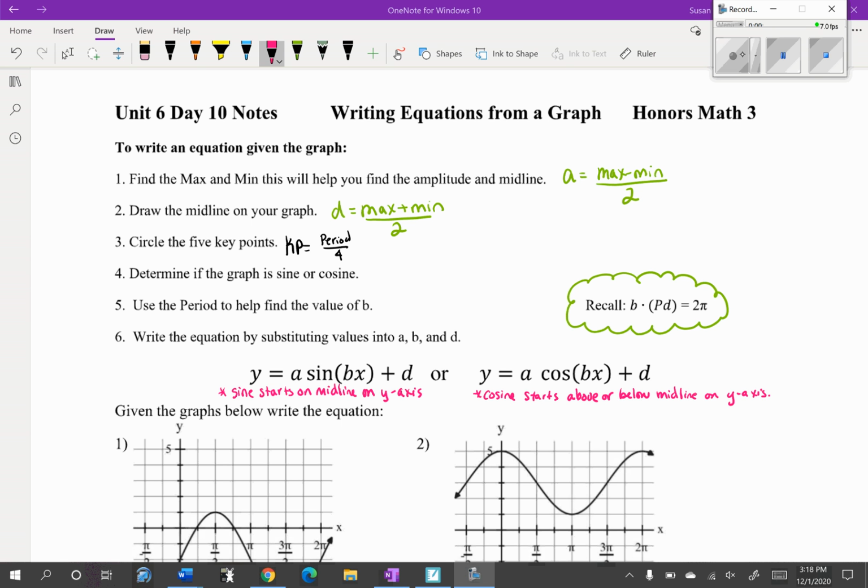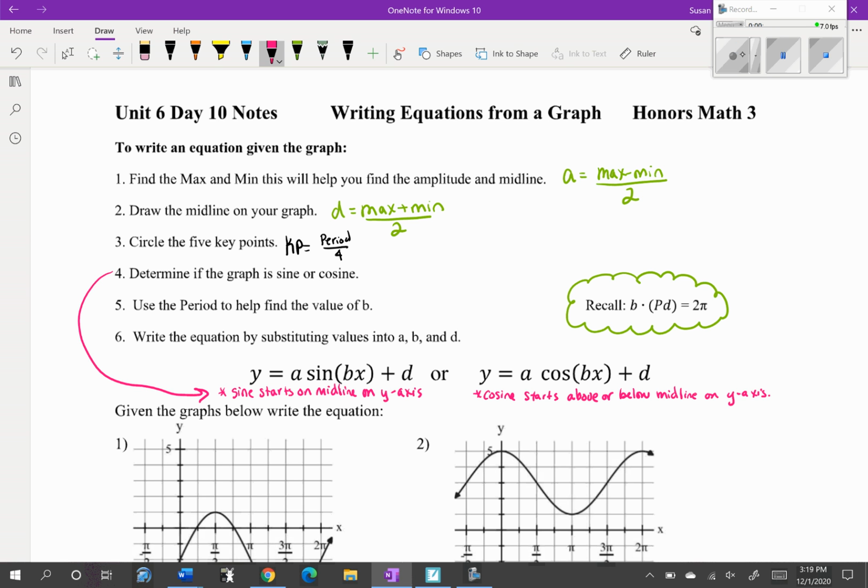When you get the midline, you're going to draw that on your graph and then circle the 5 key points. So remember, the key points are the period divided into 4 equal parts. Determine if the graph is sine or cosine, and we can determine this using this part right here, where it says sine starts on the midline on the y-axis, cosine starts above or below the midline on the y-axis.